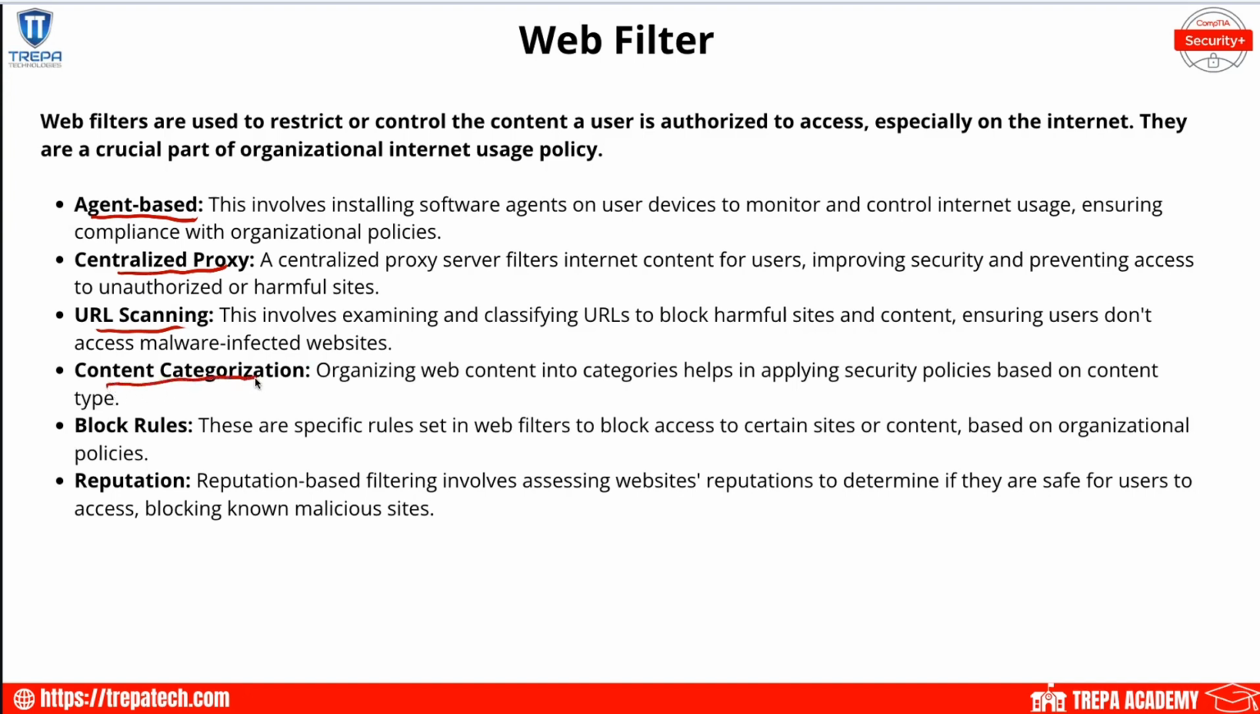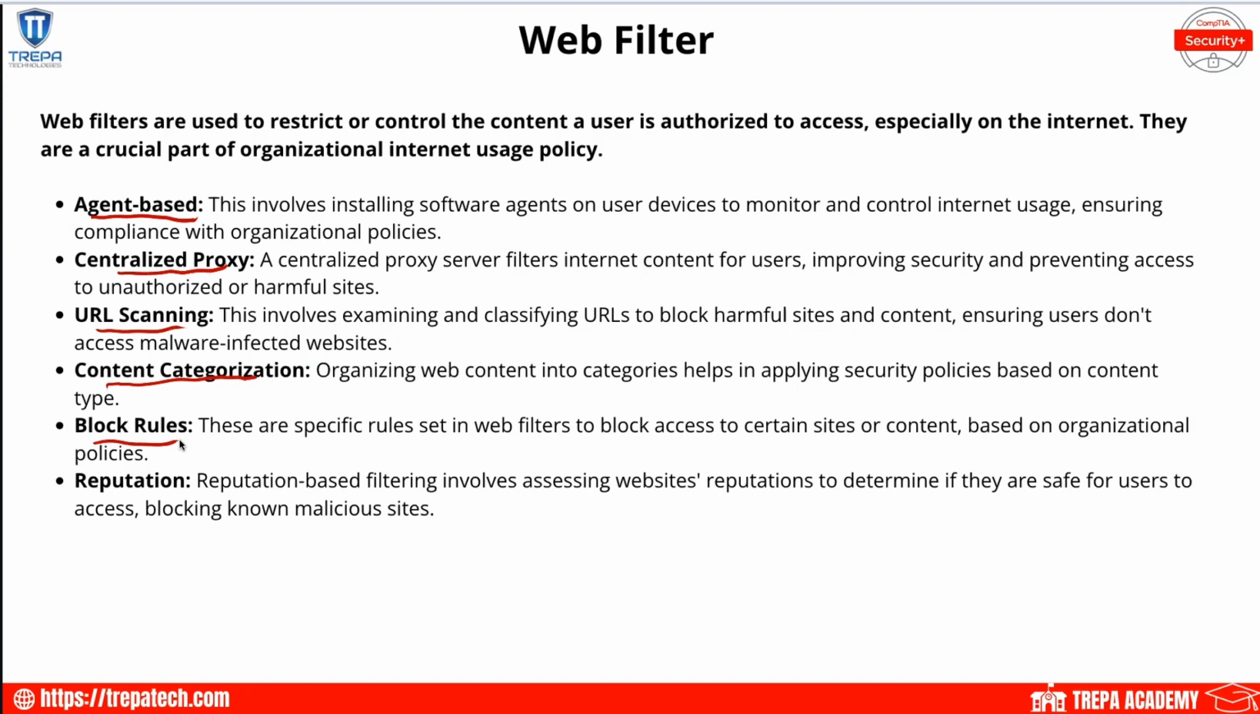We have content categorization. So organizing web content into categories helps in applying security policies. So if we want, kind of just a little bit easier to manage, we can say social media sites, no go on our enterprise. And then from there, maybe granularly say, okay, well, maybe WhatsApp, need to talk to people from work on the computer.